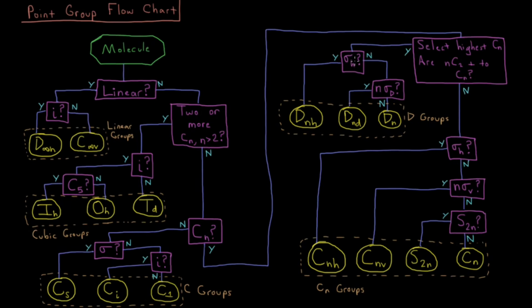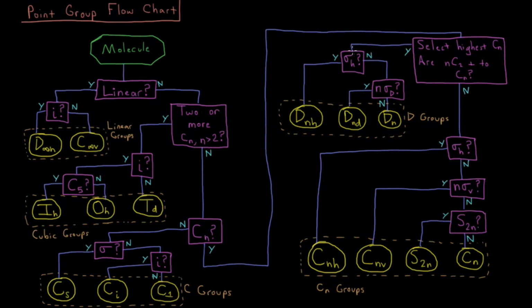Is it a planar molecule which is perpendicular to that CN? If it does, then it's DNH, where the N is the N of whatever CN you found. C6H for benzene, C2H for ethylene, etc. Okay, if we have N sigma D, sigma D's being the bisecting mirror planes.